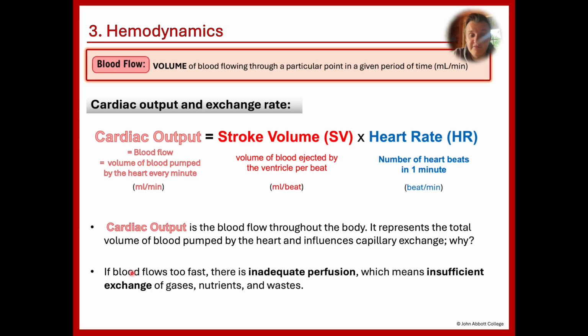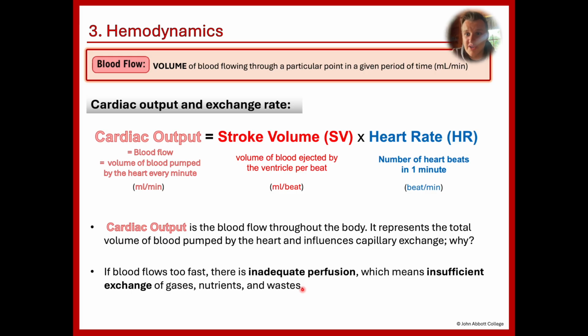Because if blood flow is too fast, there would be inadequate perfusion, right? Which means that there's not enough time for exchange, insufficient exchange time for gases, nutrients, and wastes. Imagine if at the capillaries blood is going fast, they wouldn't be able to exchange oxygen and glucose and all of that stuff. The opposite is true.